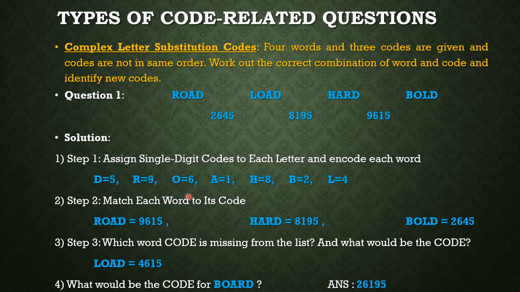So let's start placing the numbers. B should get replaced with 2, O should get replaced with 6, A should get replaced with 1, R should get replaced with 9, and D should get replaced with 5. So that's how we need to solve this complex problem.